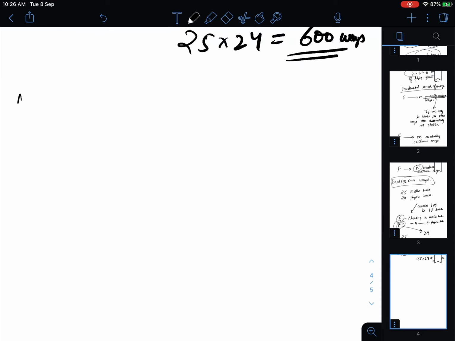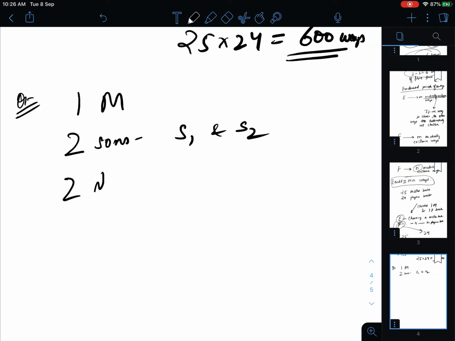So suppose, in a family, you have a mother, two sons, let's call them S1 and S2, and two daughters, call them D1 and D2. Now the question is, in how many ways can these be arranged for a photograph satisfying the following three conditions? So the conditions are, there are only 3 chairs.